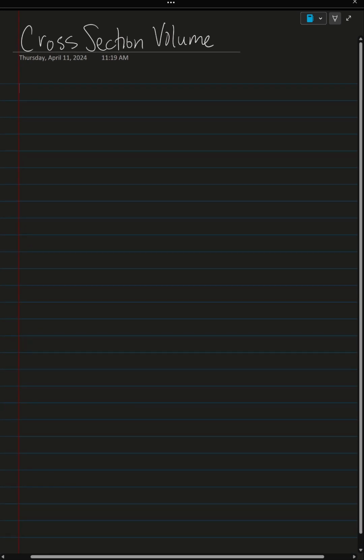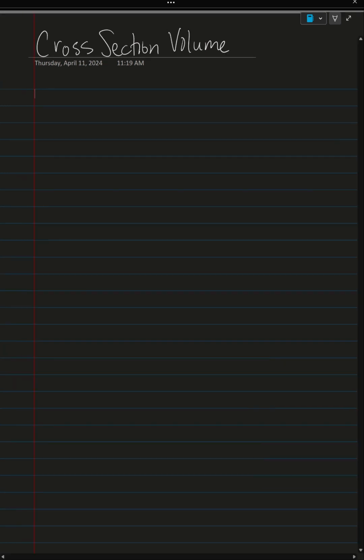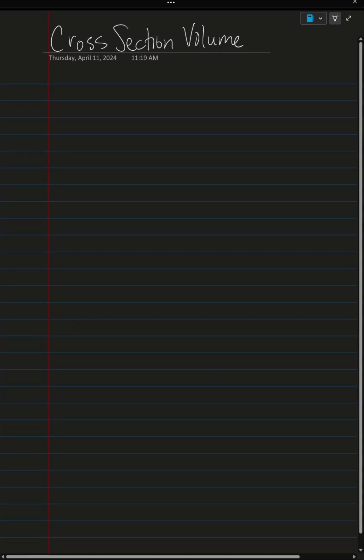Another calculus problem from Calculus 6th edition, Larson. We'll do cross-section volume today. Let's see what we got. Number 55 in my book. Let's give it a roll, see what happens.